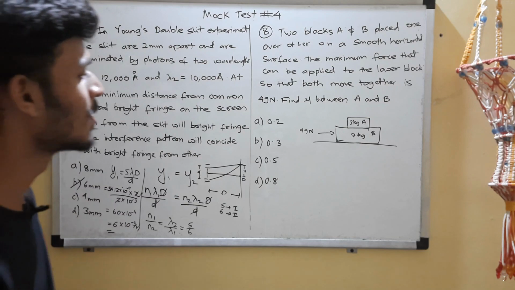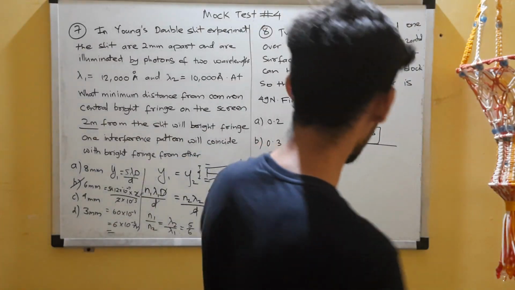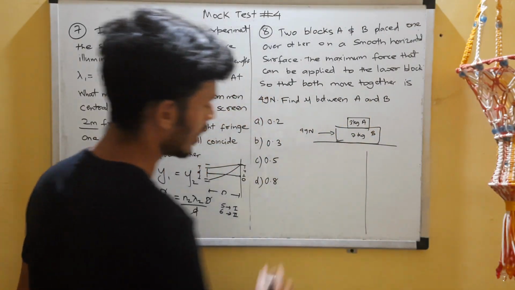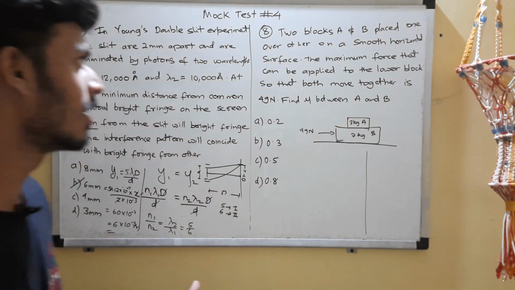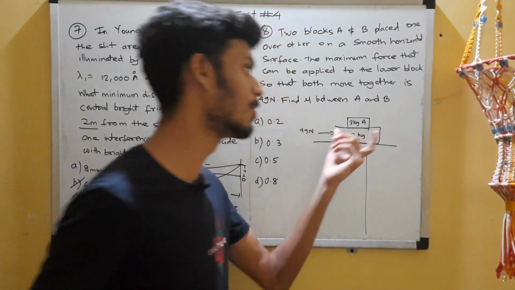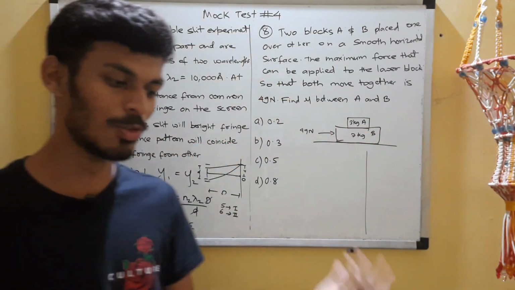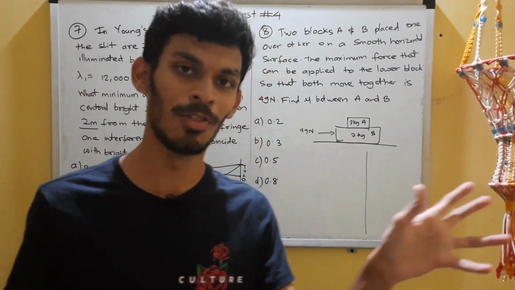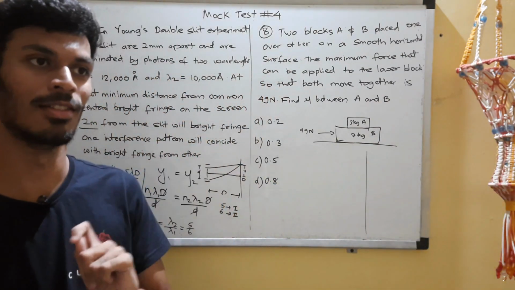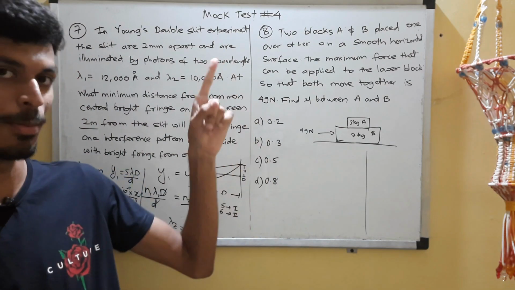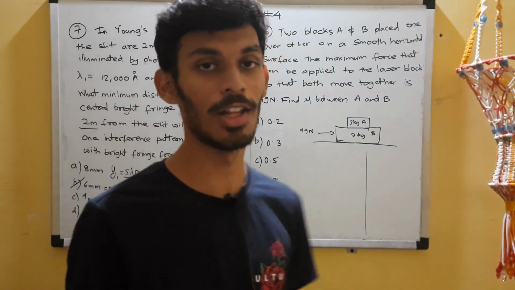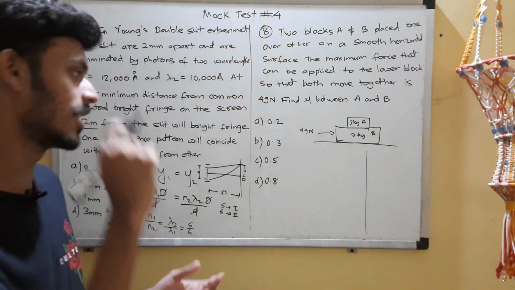You are supposed to find mu between A and B. It's actually very simple. Usually the question is framed so that you are supposed to find this maximum force for which the two blocks move together. That is the concept of block over block. We actually discussed it in one of the concept capsules. I'll put it up over there because it is one of the favorite topics of your BITSAT. You can check out that video.